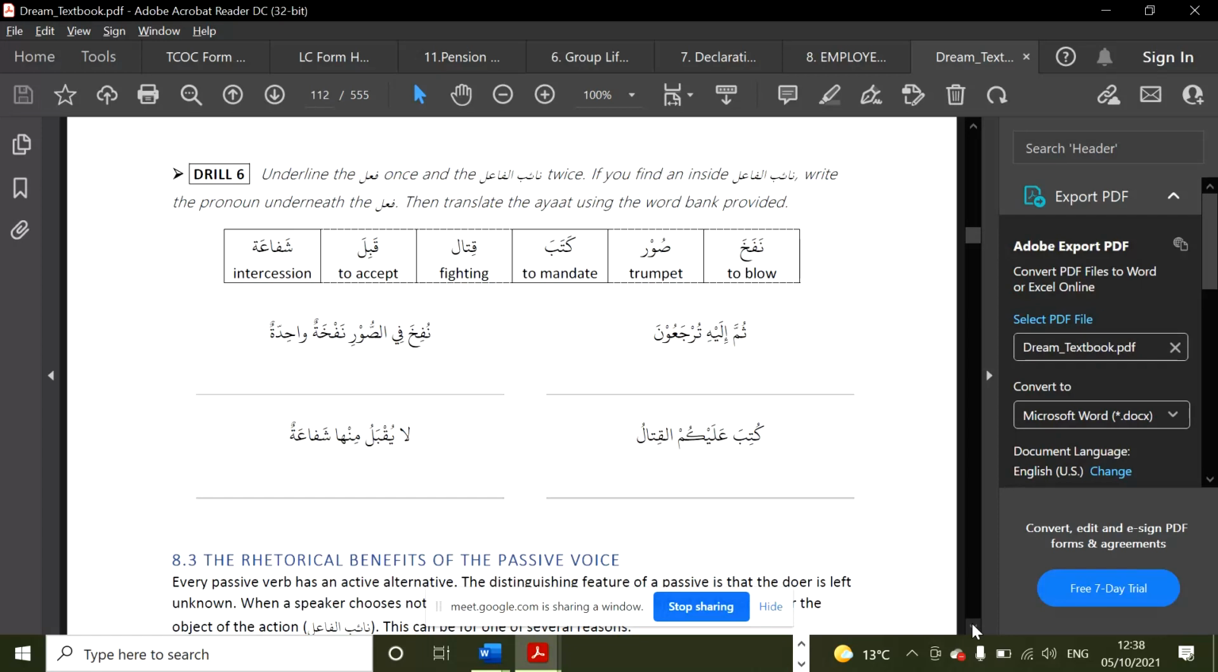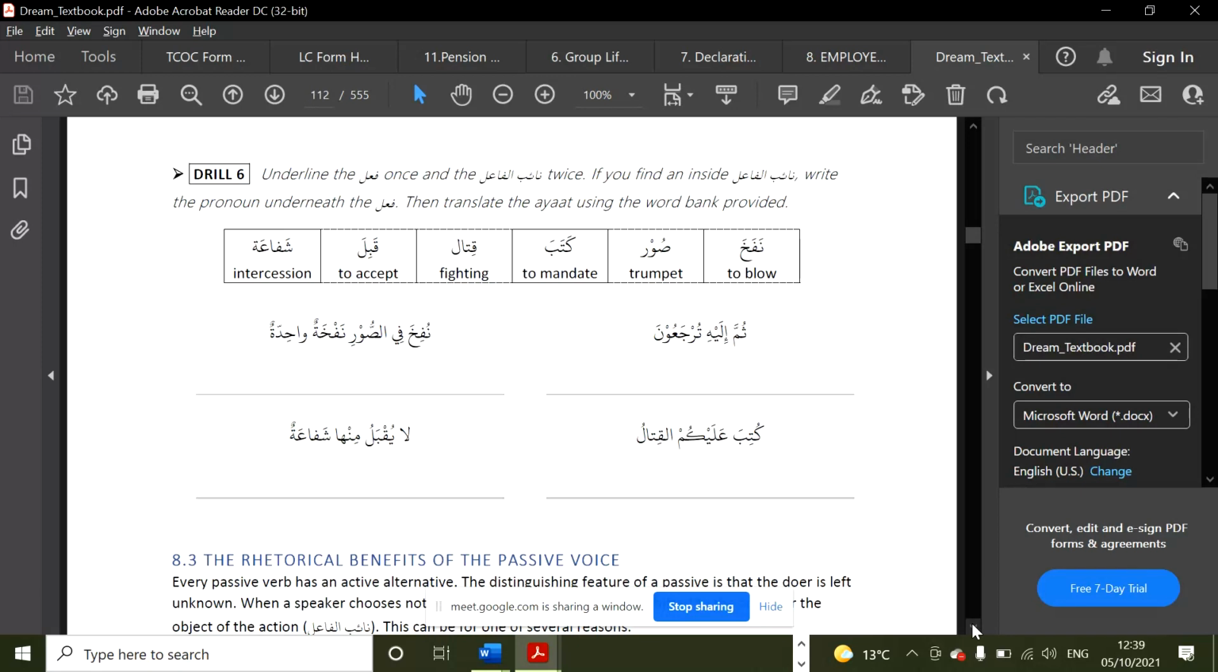So a single puff was blown into the trumpet. Nufikha is a puff. When you make one puff, when you have a wind instrument, your breath goes through it once, you blow into it. So when you are whistling, you just put one puff into a whistle, and then it makes a sound. So a single puff is nufikha.